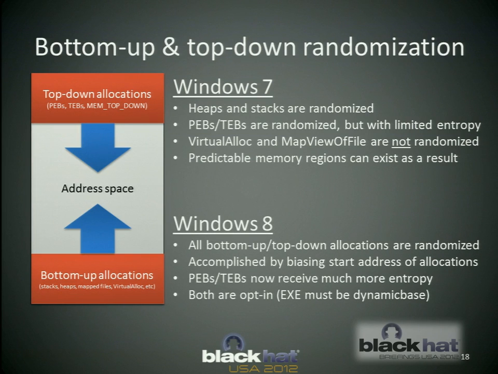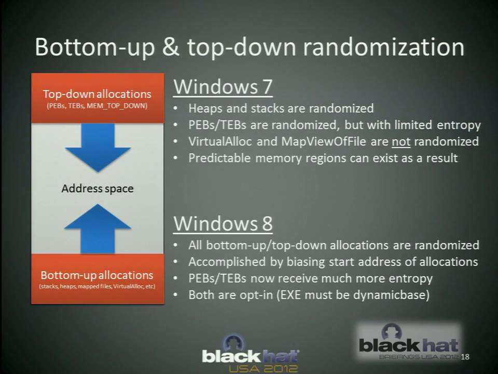So in Windows 8, what we've done is we've taken steps to make sure that all bottom-up and top-down allocations are randomized. And the way that we've done this efficiently is we essentially bias where bottom-up and top-down allocations will start from. So rather than just throwing allocations in random places in the address space, we'll actually shift where the kernel will start searching for memory from for both bottom-up and top-down allocations.